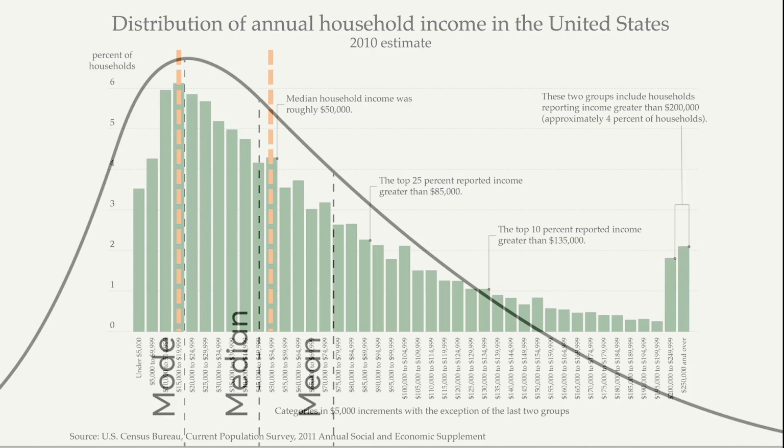If you are presented with a median and a mean for a distribution, and the mean is higher than the median, you know you have a positively skewed distribution. If you're given a median and a mean, and the mean is lower than the median, you know the distribution is negatively skewed.